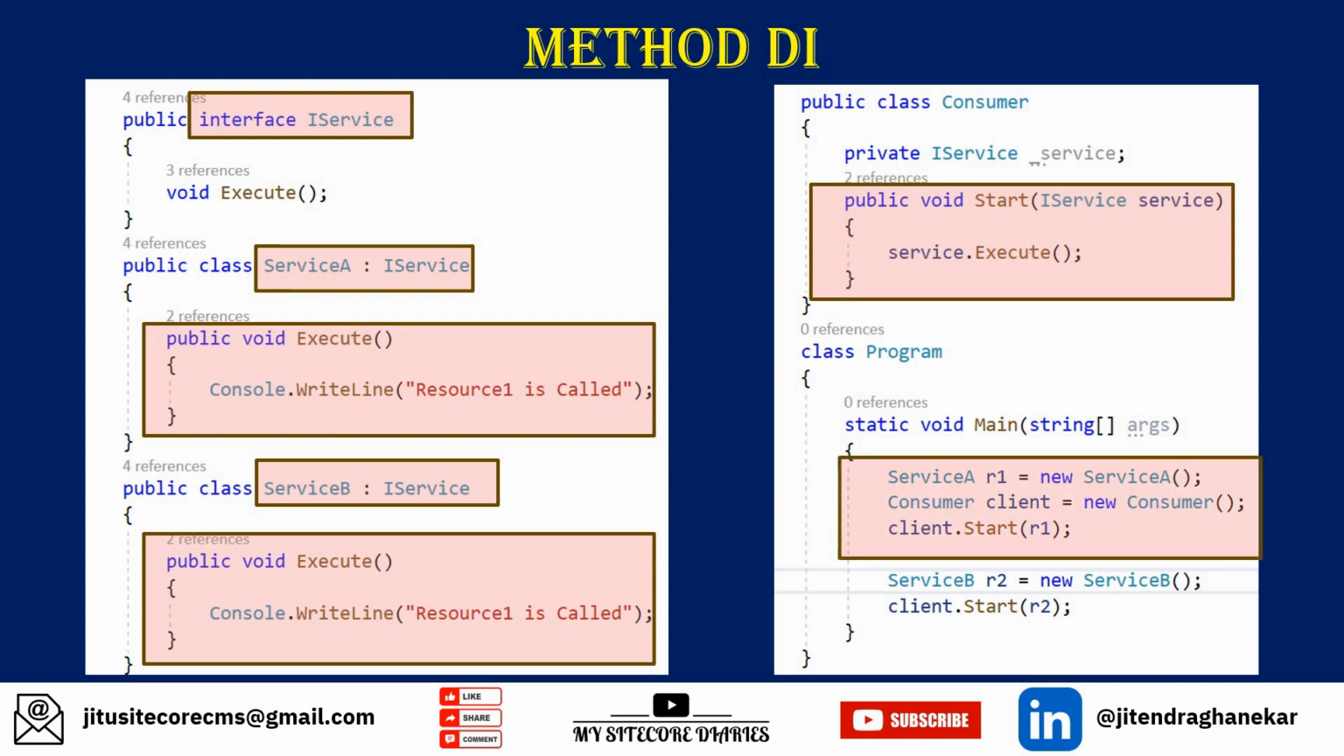And if you want to utilize that, it will be like the service A object. It's a similar thing to what we are doing in the constructor DI, just one change there. There in the constructor you are passing the service A object, but here you are passing it to the method. So this is called the method DI. That is the difference: there you are using a constructor, here you are using a method.